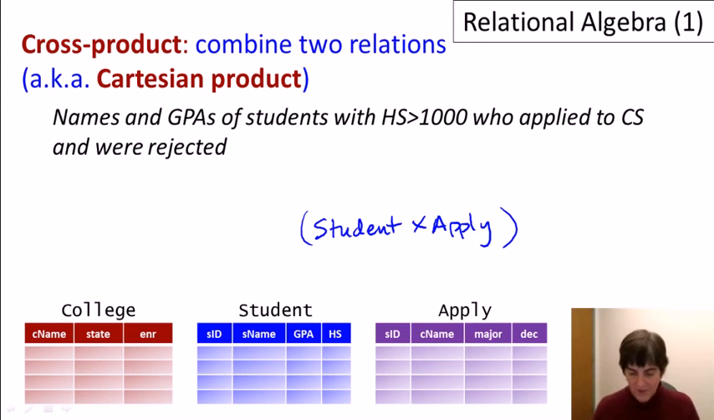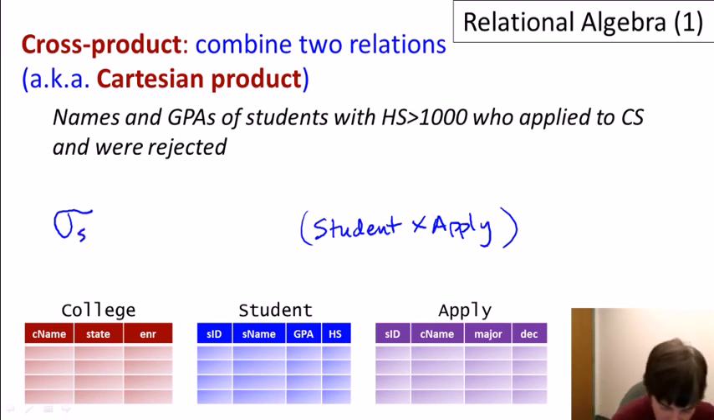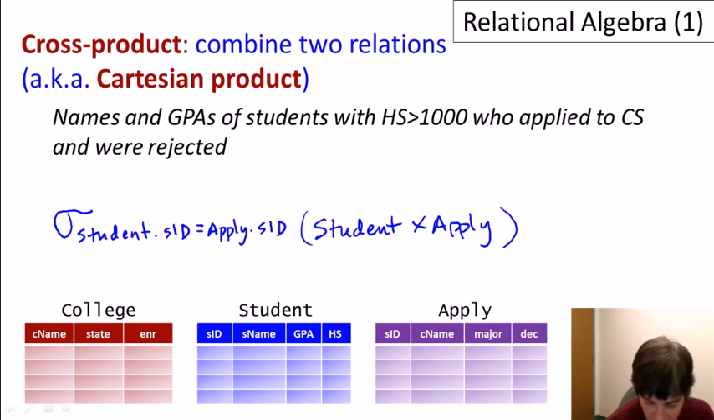But now we're going to start making things more interesting, because what we're going to do is a big selection over this relation. And that selection is first of all going to make sure that it only combines student and apply tuples that are referring to the same student. So to do that, we write student.sid equals apply.sid. So now we've filtered the result of that cross product to only include combinations of student and apply tuples that make sense.